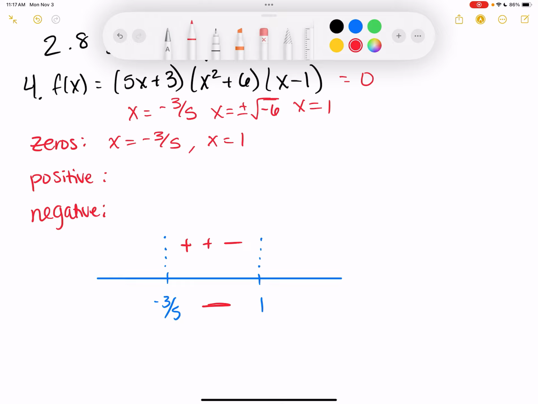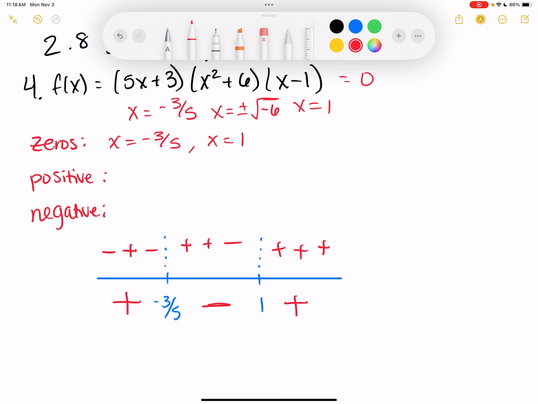Over here, I would choose something like negative 1. Pick something easy. If I plug a negative 1 in for x, is this going to be positive or negative? Negative. If I plug a negative 1 in here? Negative. So I have negative times negative is positive. Over here, I would choose 2. If I plug in 2, positive or negative? Positive. Positive. Obviously, all positives are positive.